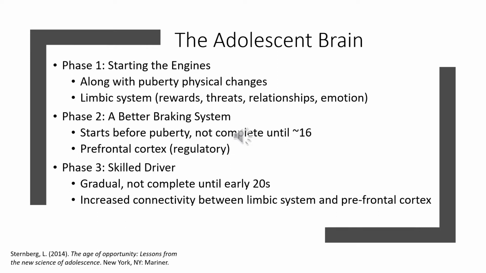But in phase 3, you become basically more skilled at managing these two systems, the limbic system and the prefrontal cortex. You have increased synapses or connections between those, and basically better regulatory behavior. But you can see this isn't generally considered to be complete until early 20s, maybe even 25.